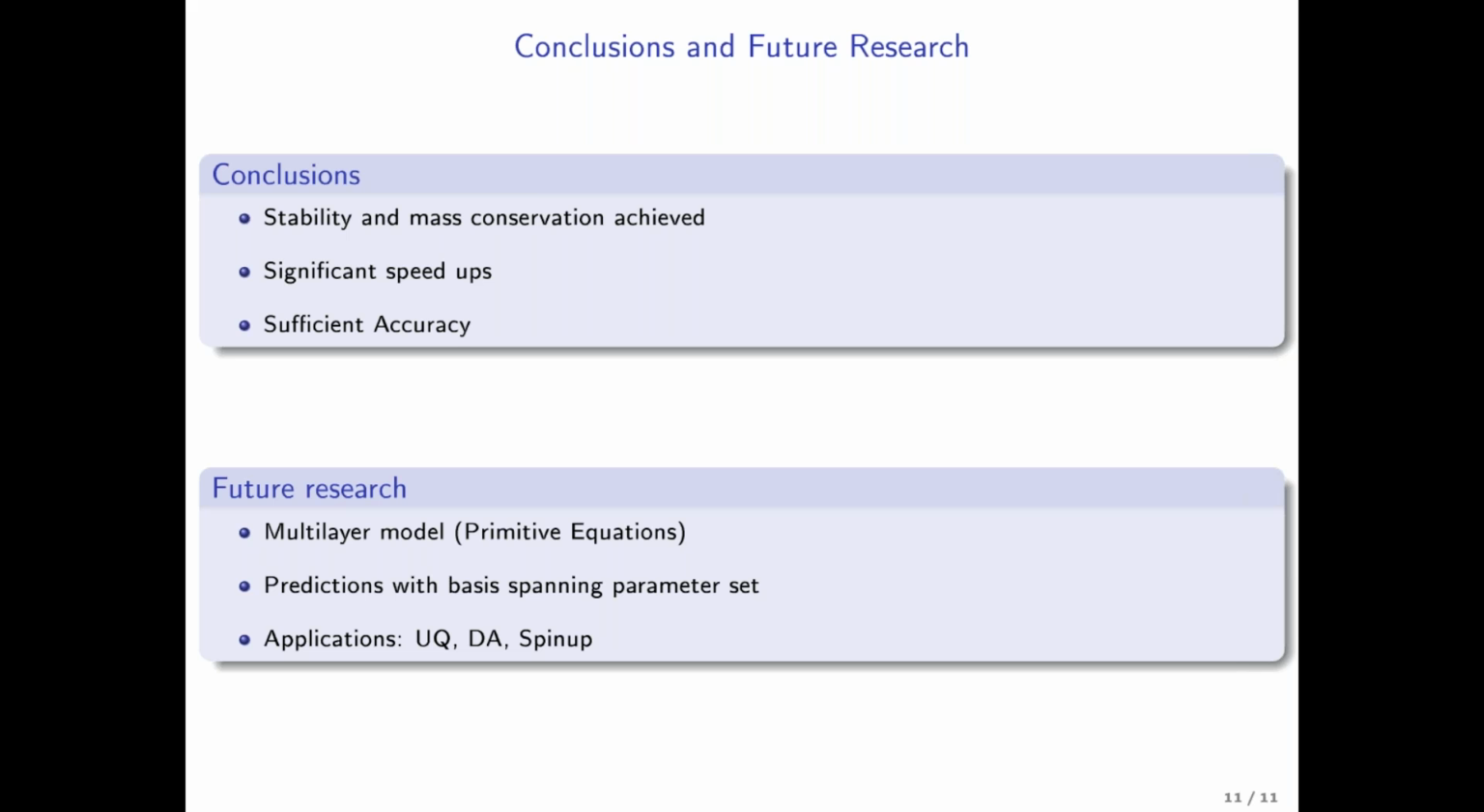And so in conclusion, I see that I can get stability and good energy conservation properties. I didn't show mass conservation, but it is ensured. And you get significant speedups and sufficient accuracy, depending on your application. And so in future research, I want to, of course, move to the primitive equations. I'd like to do some predictions across these different parameters, so not just repeating the same parameters I used before, and then apply this to some applications such as UQ or DA, or one problem I'm going to work with Van Rokel on, which is the spin-up problem, or at least attempt it. And there are also some implications in approximating the nonlinear function with this reduced order basis as well.